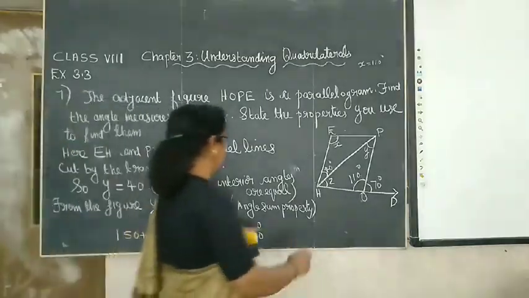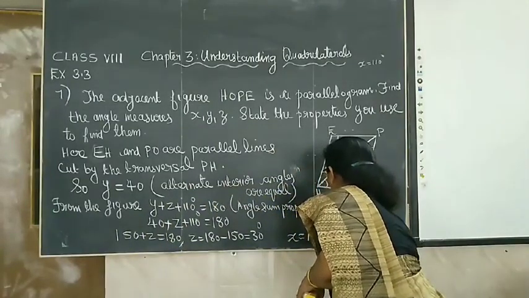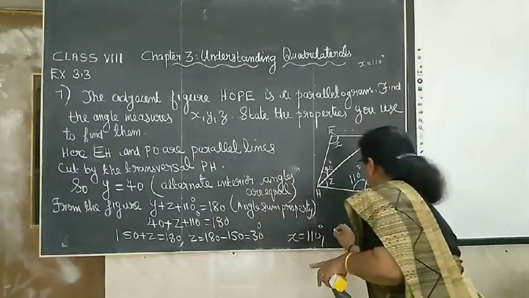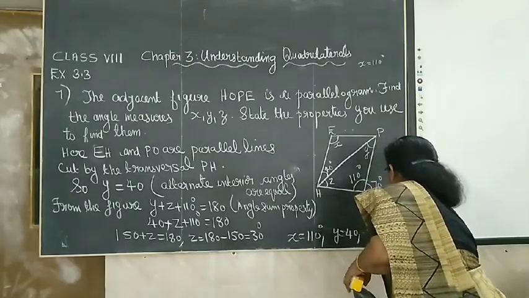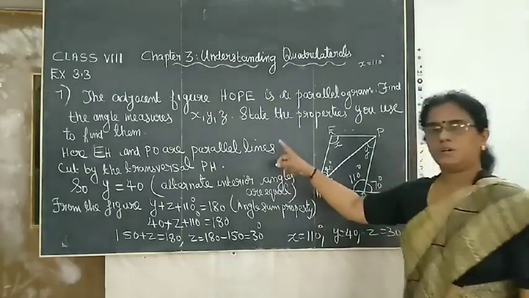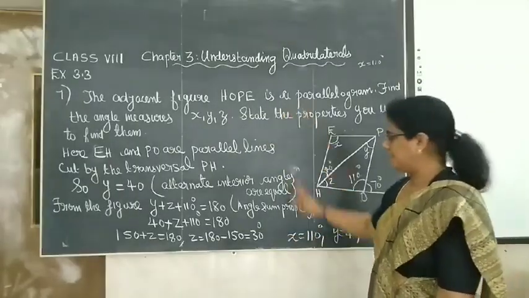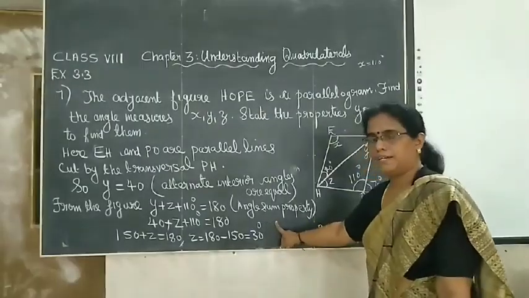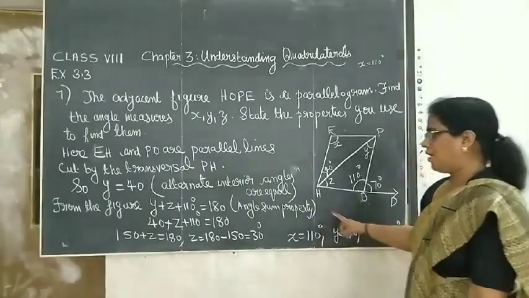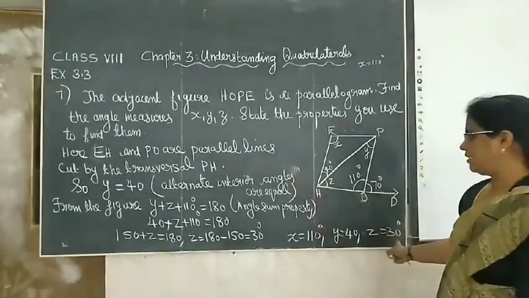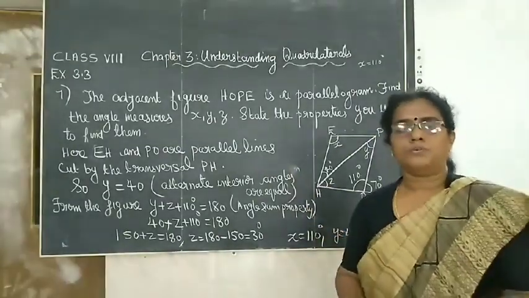So we got all the values. That is, x equal to 110, y equal to 40, and z equal to 30. After getting all the values, you write them once again, because it is asked in the question. So write it last after finding all the values x, y, z. X equal to 110, y equal to 40, and z equal to 30. This is the answer of this question. I hope all of you understood this.